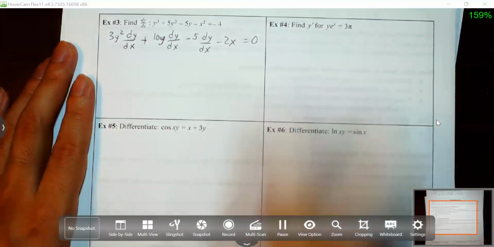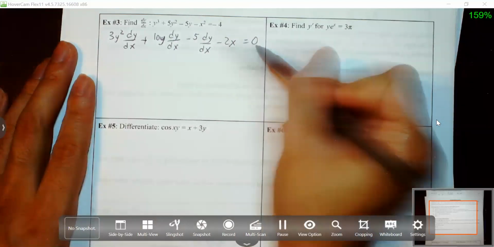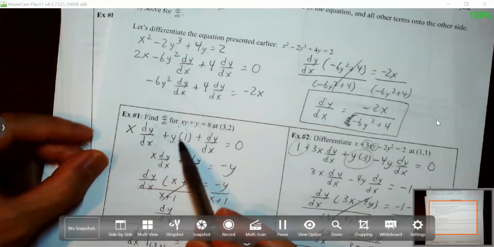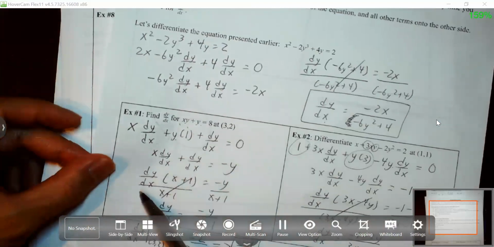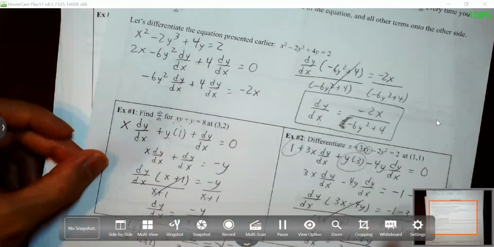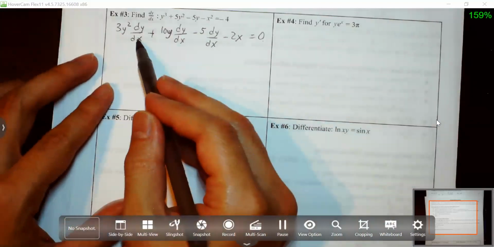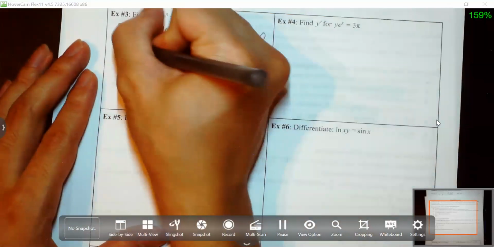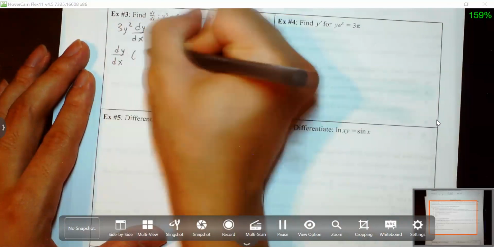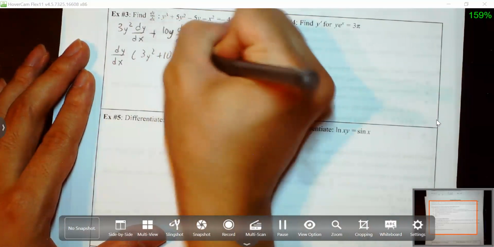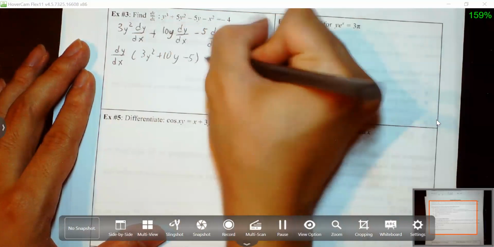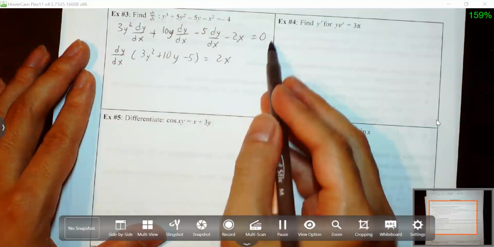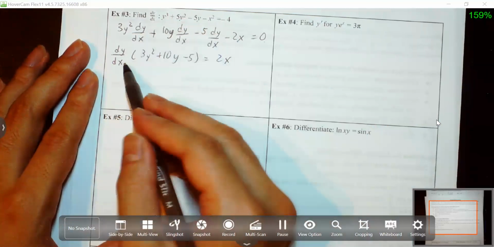So what I'm going to do is move the negative 2x to the other side, and factor out a dy/dx. The steps that I would do, you see here, I would move this to the other side and factor. I'm just going to combine that all in one step to save space. I'm going to factor the dy/dx out of these three terms and move the 2x to the other side all in one line. So I get dy/dx times (3y squared plus 10y minus 5) is equal to 2x. So I brought the minus 2x to the other side, and with the terms that I have left, I factor out a dy/dx.